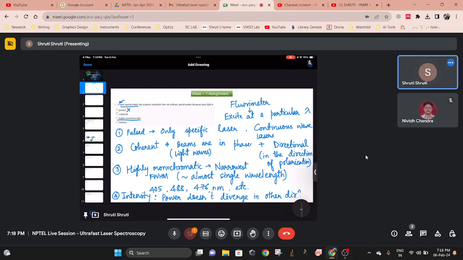So these last three options, coherent, highly monochromatic, and intensity, can be desirable properties. But since the question is single select, we can go with highly monochromatic, because this is the most important property regarding the fluorimeter. If you use an ordinary light source, a halogen lamp or something, you will not be able to excite the sample at a particular wavelength. So the highly monochromatic nature of lasers is the most desirable property, which gives it the superior resolution.